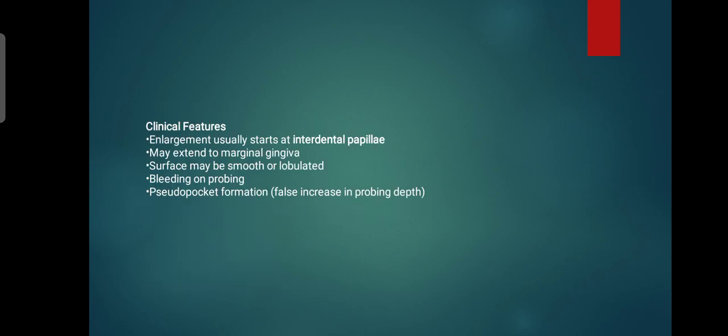Now, what are the clinical features? Clinically, you can see enlargement usually starts at the interdental papilla. Interdental papilla is the area between two teeth, where the gum is present, in the space between two teeth. We have already discussed interdental papilla and attached gingiva; you can check the videos on gingiva. It may extend to the marginal gingiva. From the interdental papilla, it can extend to the marginal gingiva. Marginal gingiva is around the margins of teeth. The surface may be smooth or lobulated.